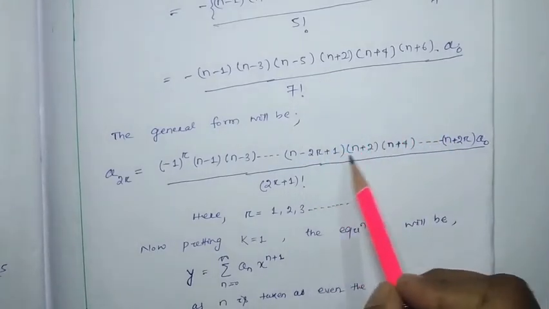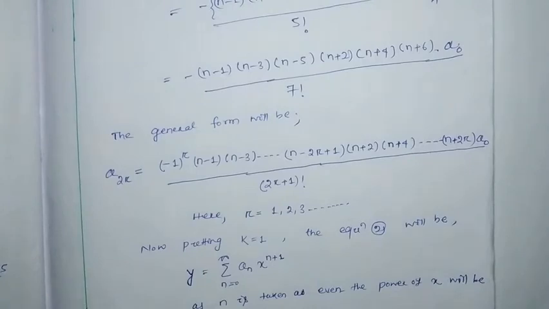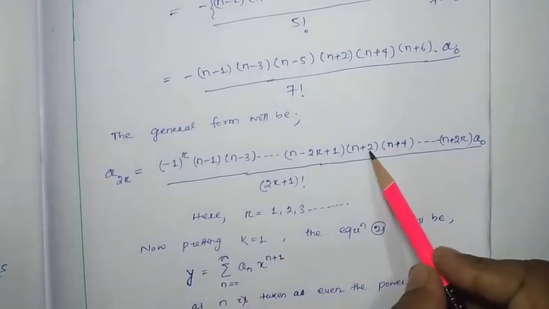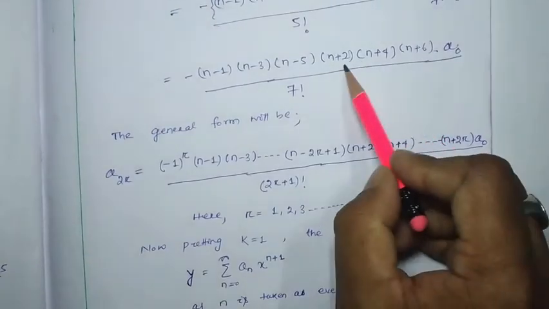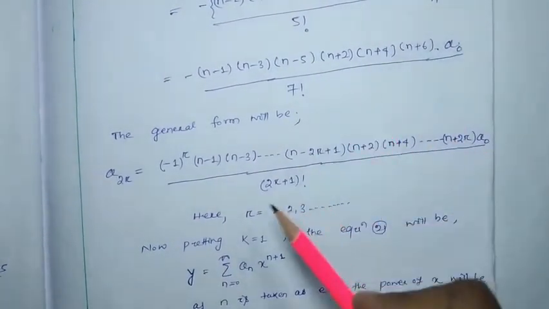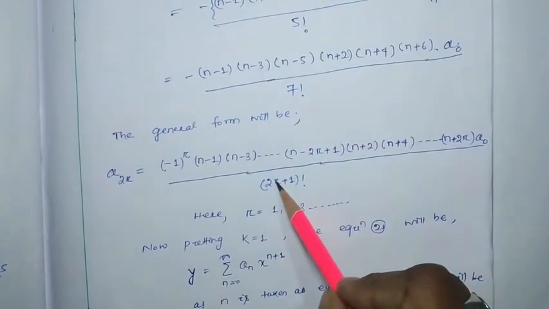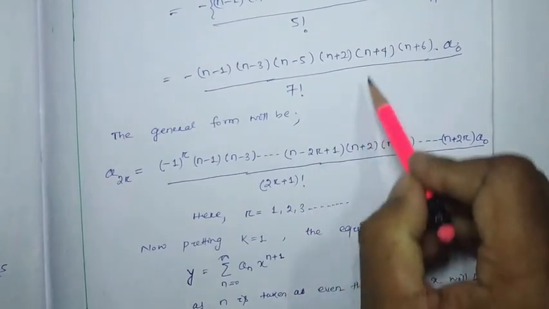The plus terms continue up to 6: n plus 2, n plus 4, n plus 6. Then a0 divided by 2 into 3, 6 plus 1, 7 factorial. So hence this one is validated.